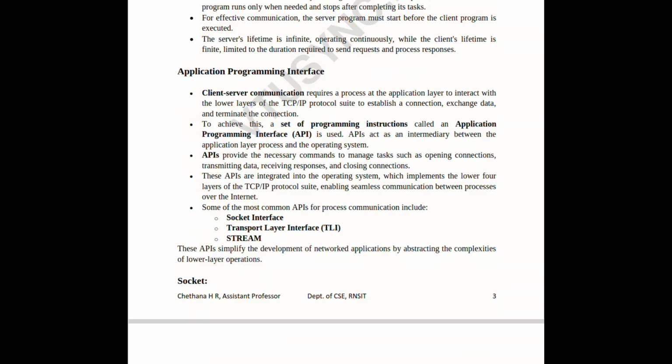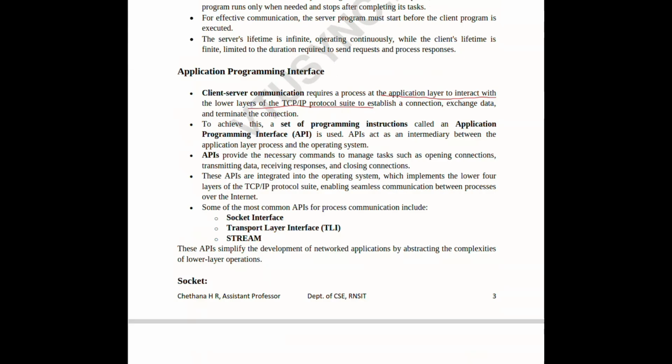Then comes the application program interface. Client-server communication requires a process at the application layer to interact with the lower layers of the TCP/IP protocol suite.